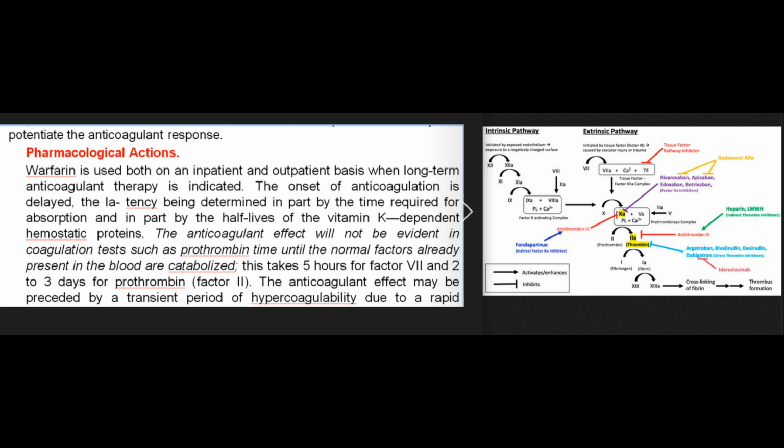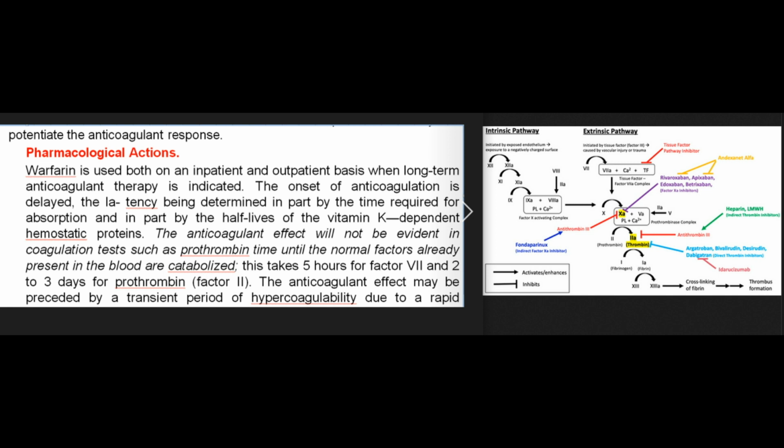The onset of anticoagulation is delayed, the latency being determined in part by the time required for absorption and in part by the half-lives of the vitamin K-dependent hemostatic proteins. The anticoagulant effect will not be evident in coagulation tests such as prothrombin time until the normal factors already present in the blood are catabolized. This takes 5 hours for factor VII and 2 to 3 days for prothrombin, factor II.